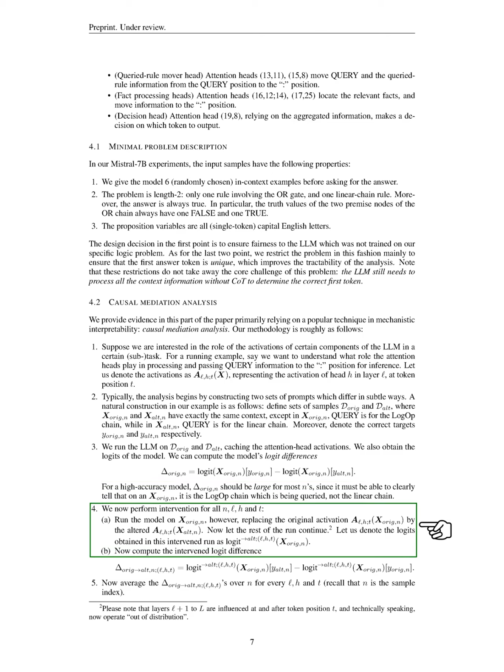Next, we perform interventions by running the model on D_orig but replacing the original activation A_L,H,T,D_orig with the altered A_L,H,T,D_alt. We denote the logits from this modified run as logit_to_alt,L,H,T,D_orig. We then compute the intervened logit difference, delta_orig_alt,n,L,H,T, and average these differences over all samples for each layer, head, and token position.